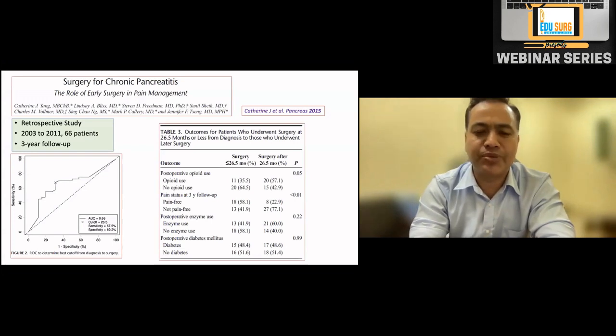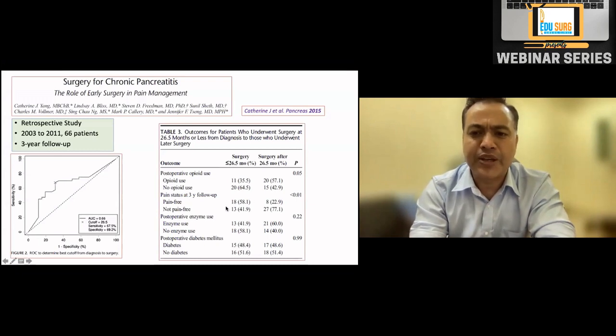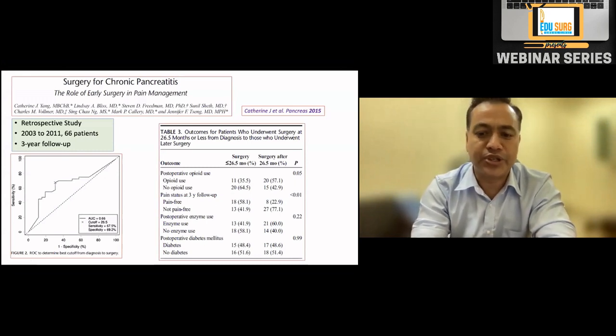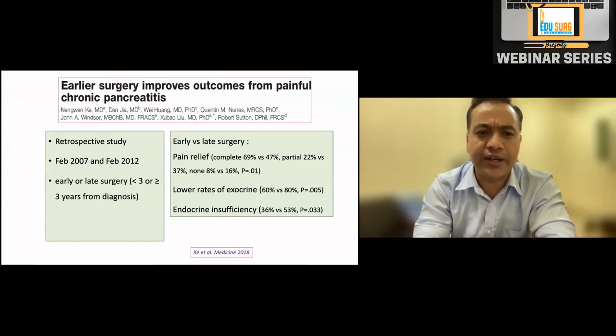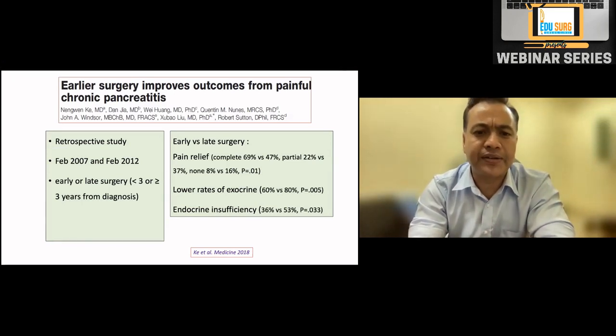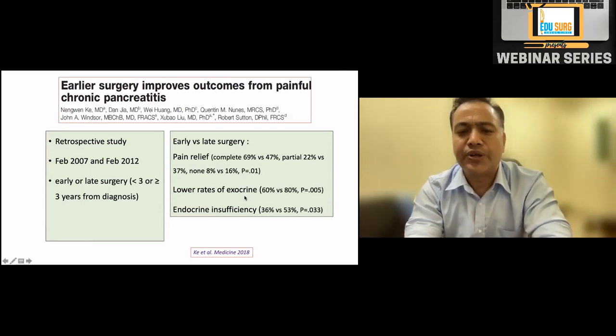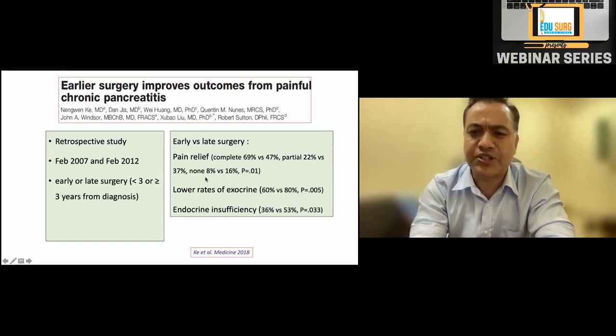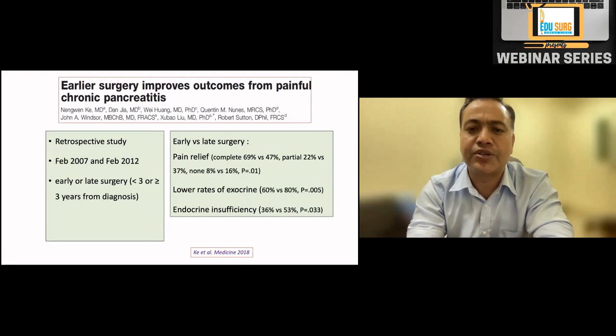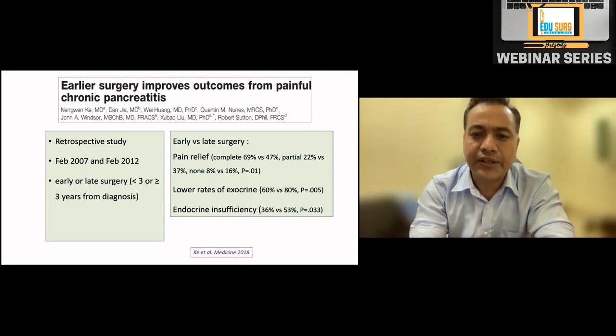What they were able to demonstrate is that in patients who were operated within 26.5 months, in comparison to those patients who were operated later on, the pain control was significantly better in this group of patients. Similarly, another important study, again a retrospective study, published in 2018, also compared early versus late. Here, early means those patients were operated within 3 years of the diagnosis. And this study also demonstrated that the pain relief was significantly better in the patients who had undergone early surgery. Besides the pain control, there were low rates of exocrine insufficiency as well as endocrine insufficiency.